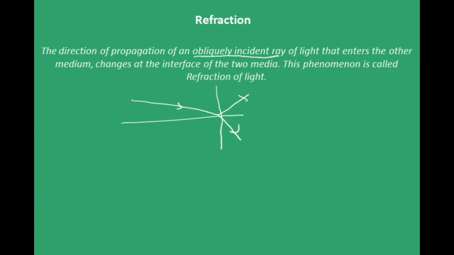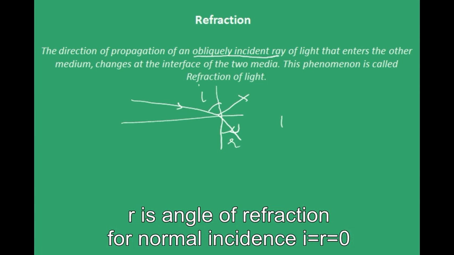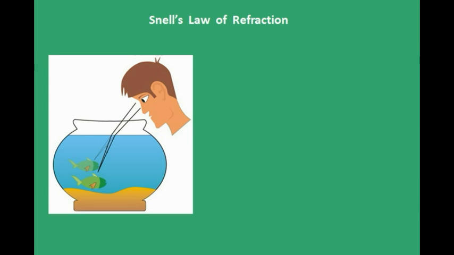See, this is the normal, this is the angle of incidence, right? This is the angle of reflection, and note that i is not equal to r. And that is what refraction is about. The light ray bends, and this phenomenon is called refraction of light. And how does this bend? To find out, we have something called Snell's law.